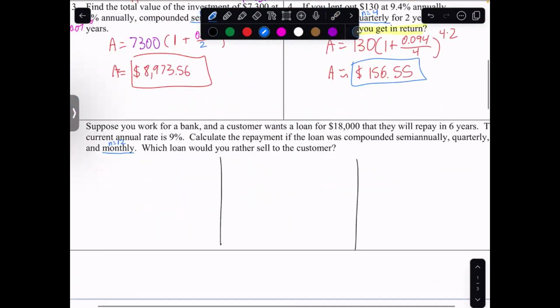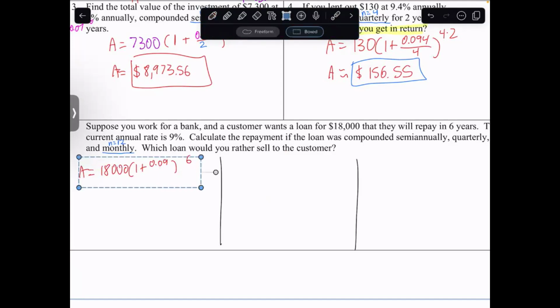Okay, and then problem 5. I wanted you to start seeing the difference between the different amounts of times per year that you compound the interest. So for all problems, the principal is 18,000. The interest rate will always be 9%, and the time will always be 6 years. The only difference is going to be the n value.